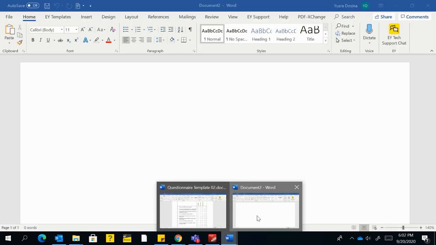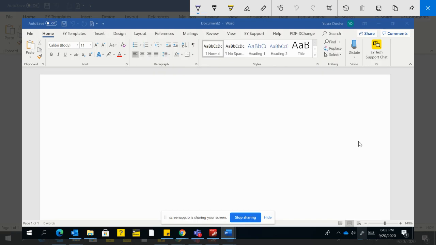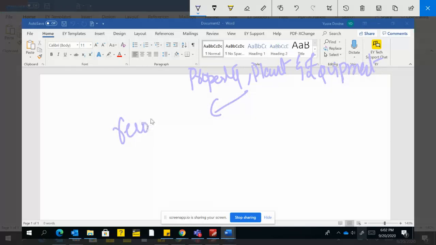Okay, we are starting with PPE. What is PPE? PPE is property, plant, and equipment. So, how do we record PPE in our books? How do we carry PPE in our books?